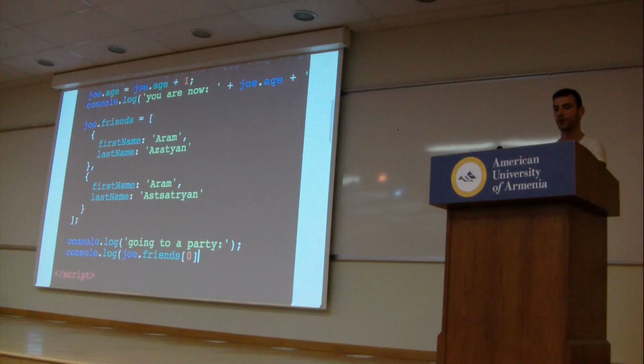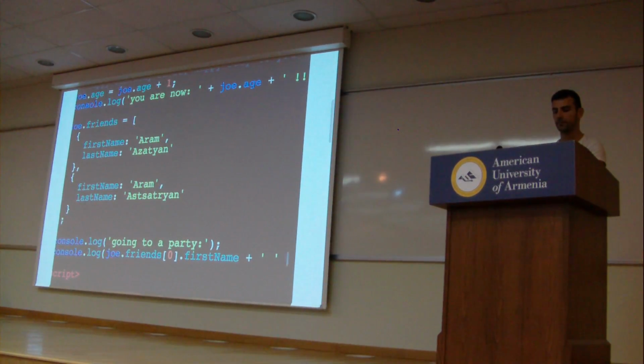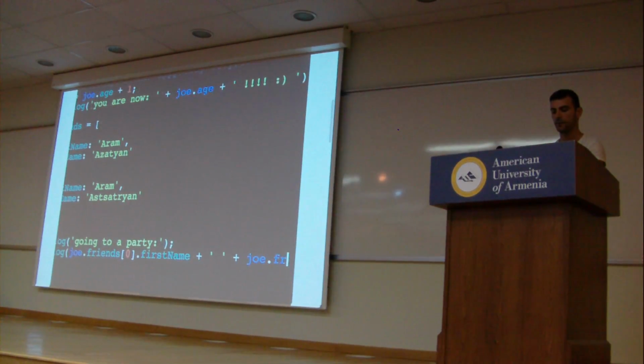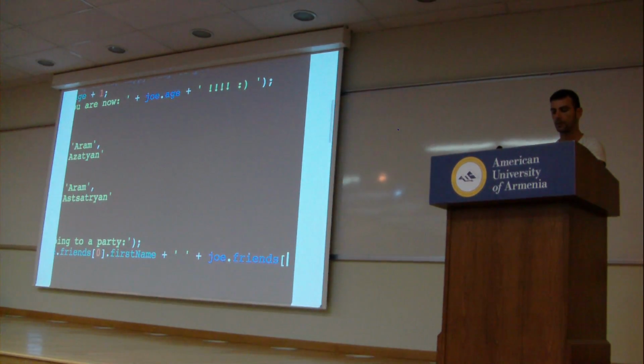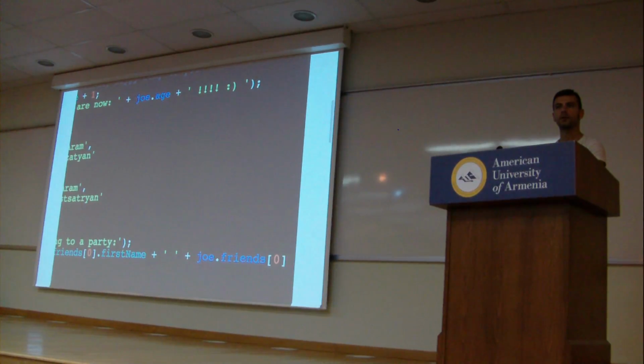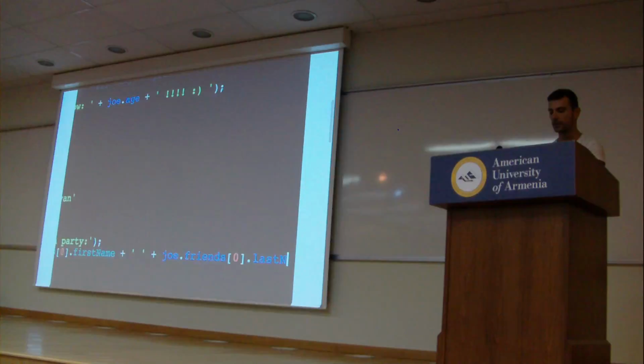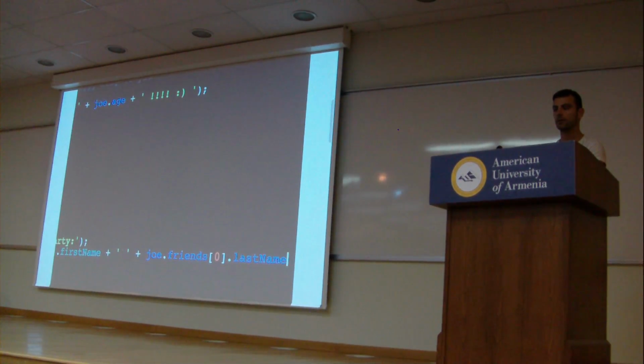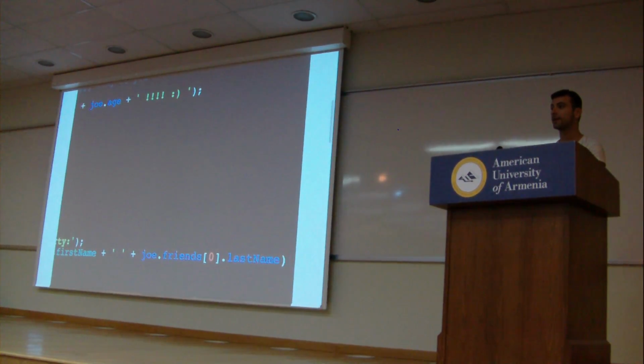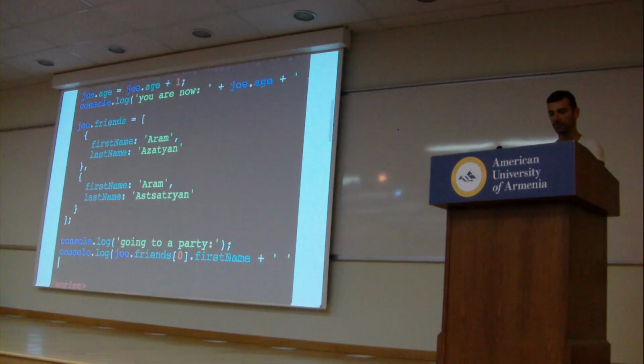So we take the first friend, index 0. In other words, right now we have this object, and then plus a space, right? Joe dot friends dot... Oh, is Vaskin here? No, he's not here. Okay, don't worry. Dot last name. Okay, now what? Close and semicolon. Yeah, good. All right.